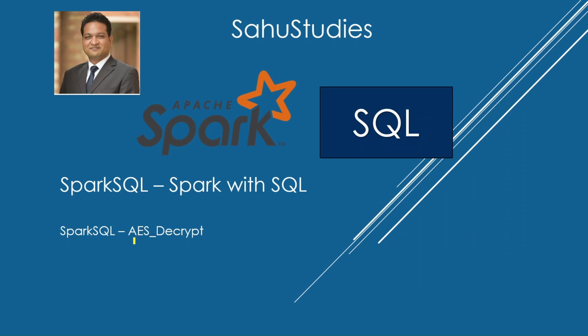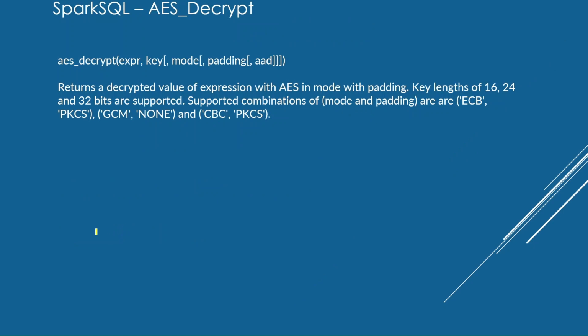In this video, we are going to see the AES decrypt function in Spark SQL. This is the structure of the AES decrypt function. Here it is going to take the expression, this is the key, this is the mode, and this is the padding.